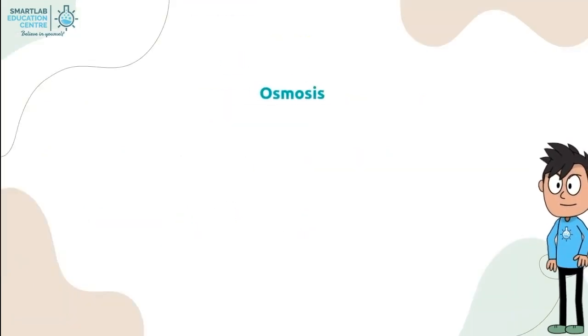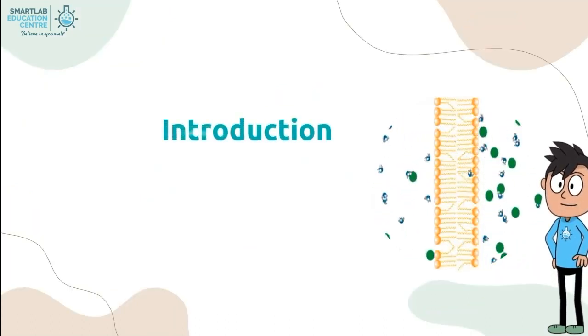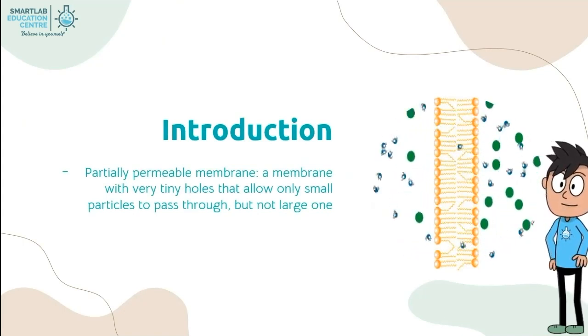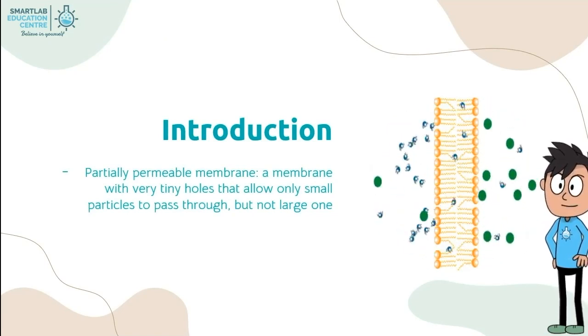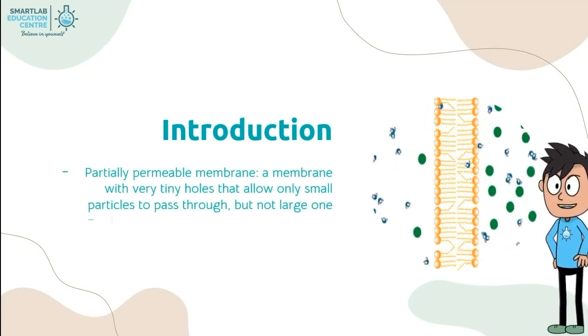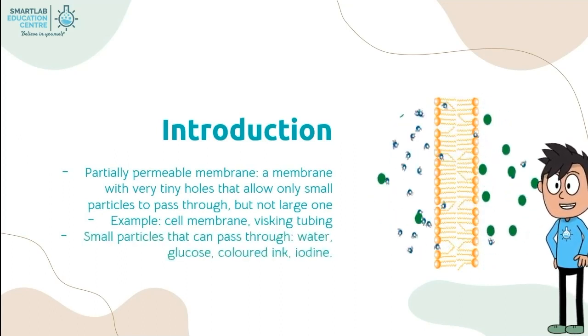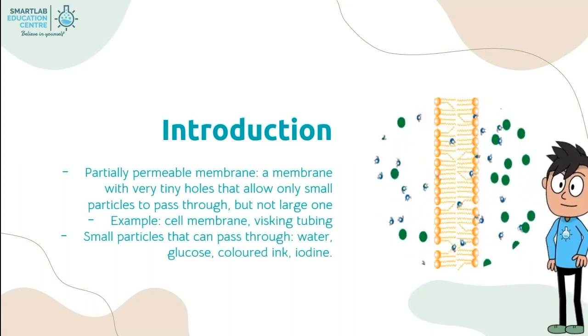Osmosis. It is the net movement of water molecules from a region of higher water potential to a region of lower water potential, through a selectively permeable membrane. Introduction of osmosis. Osmosis only occurs with the presence of partially permeable membrane. A membrane with very tiny holes that allow only small particles to pass through, but not large ones. For example, cell membrane, visking tubing. Small particles that can pass through, for example, water, glucose, colored ink, and iodine.